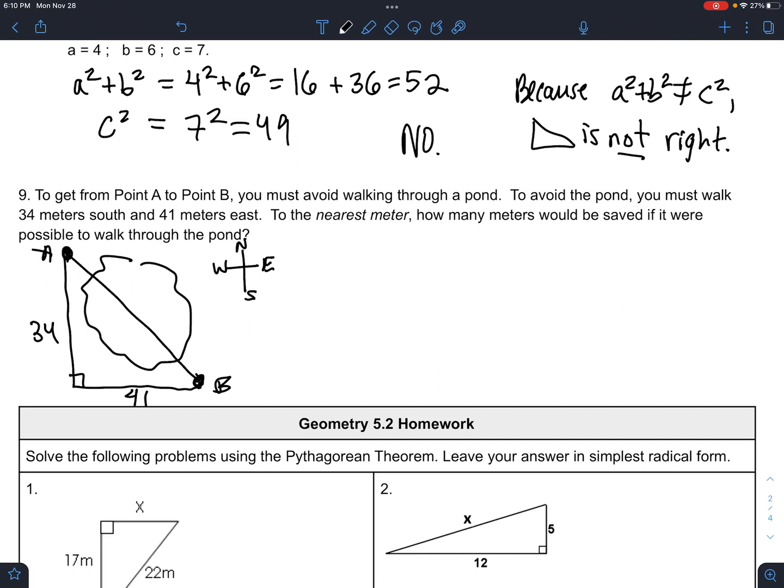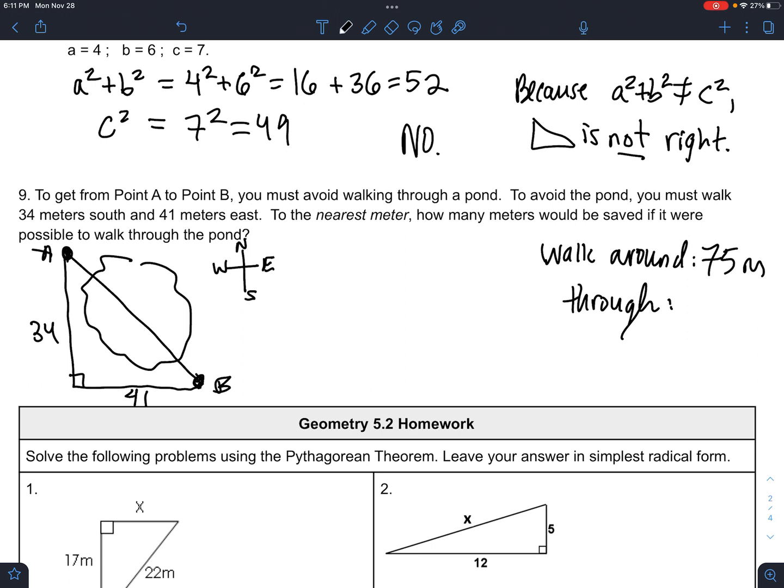So we actually have a right triangle. So how many meters would be saved if we walked through the pond? Well, I think it's clear that if we go around, it would be 34 plus 41, 75 meters.